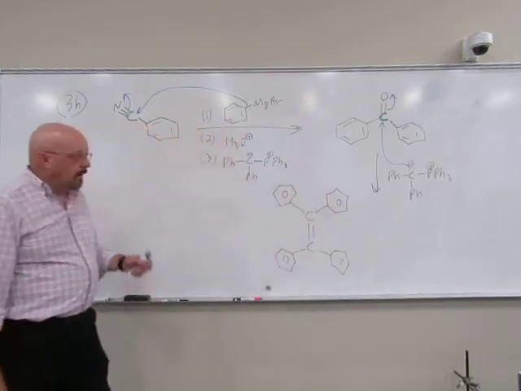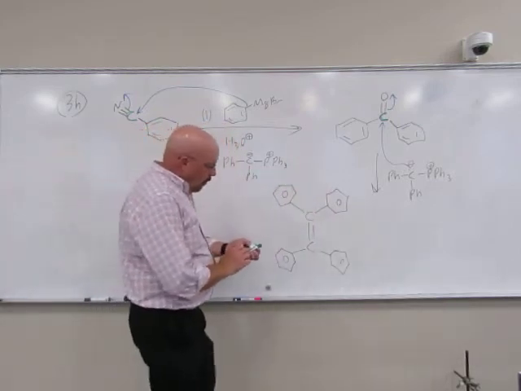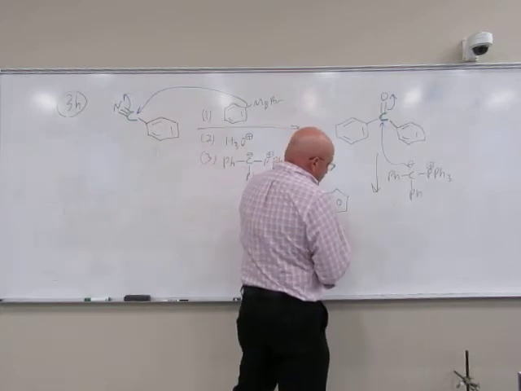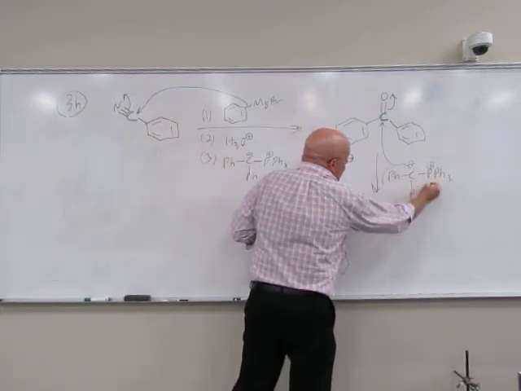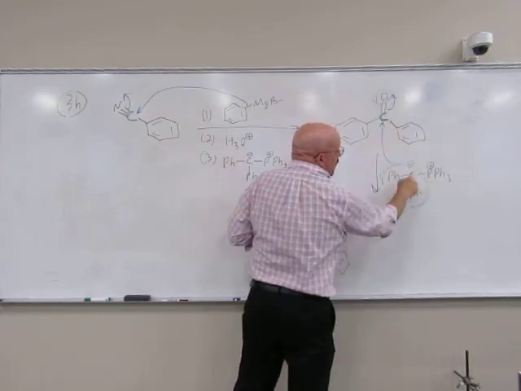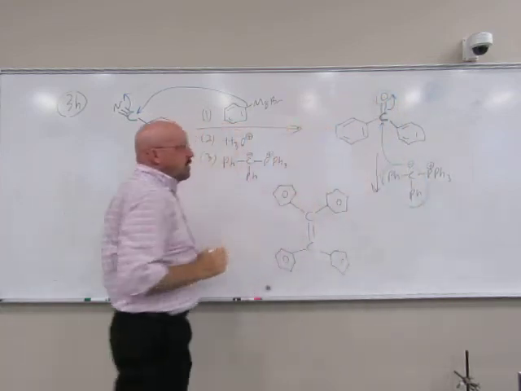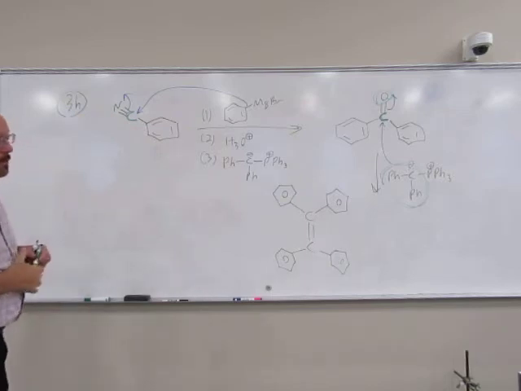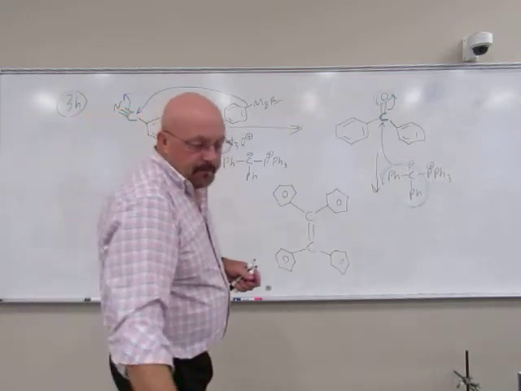The alkene that we get. So we're putting this here goes on in the place of the oxygen. That carbon takes the place of the oxygen in the Wittig reaction. There's the alkene that you get.